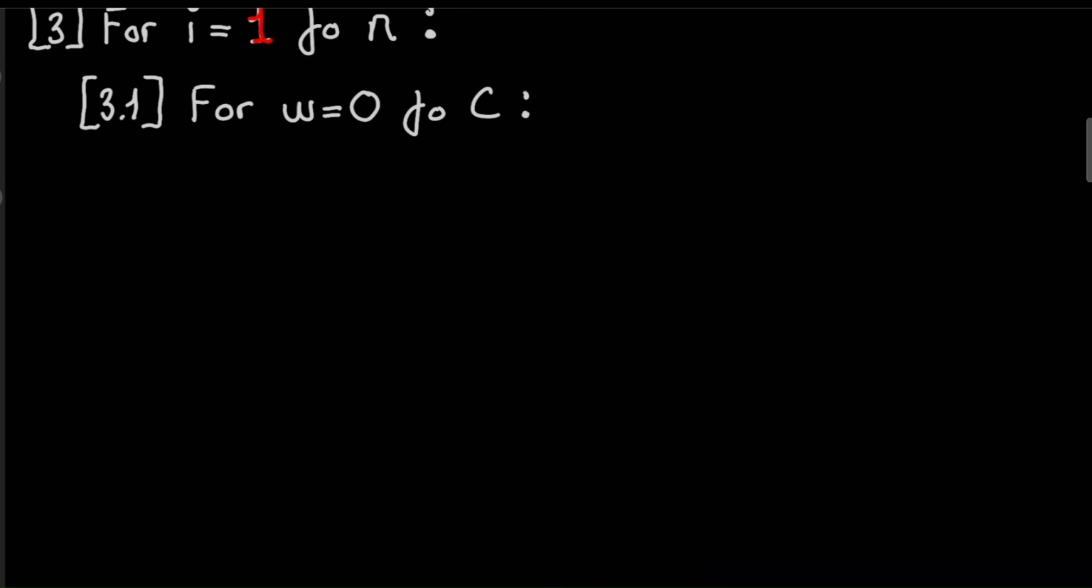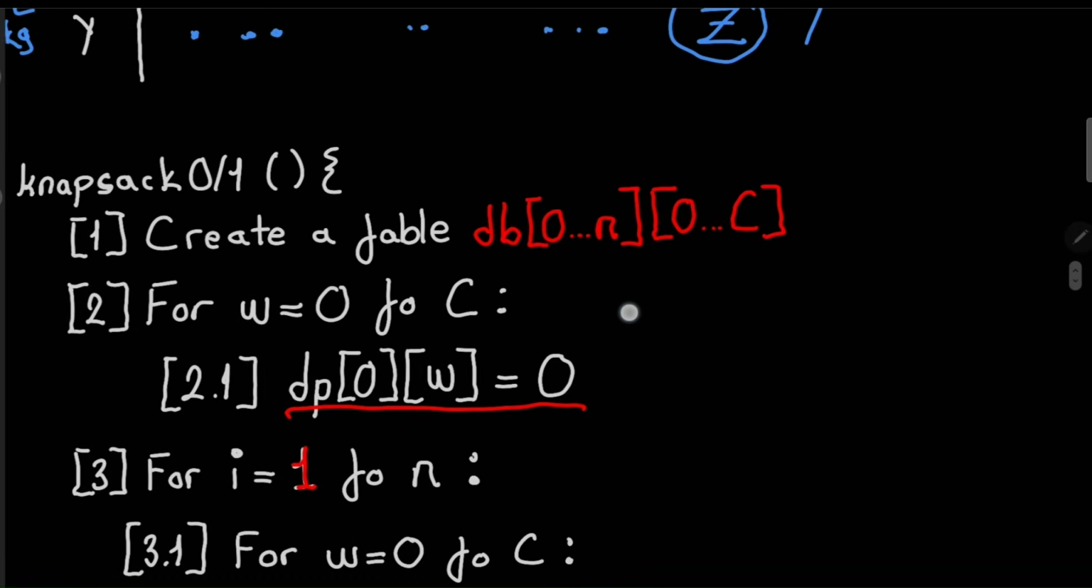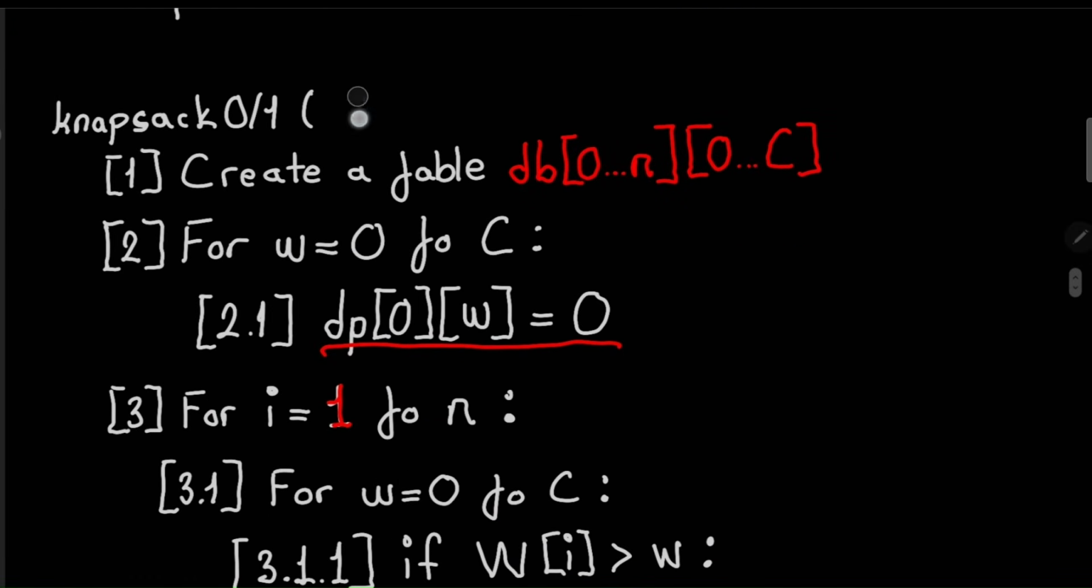Okay, for each capacity from 0 to C, we make a decision. Should we take this item or not? I am checking if Wi is greater than the current available capacity. By the way, I forgot to write the parameters here. So the parameters are the weights and profits.